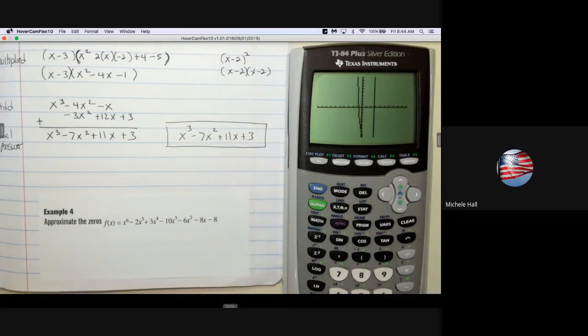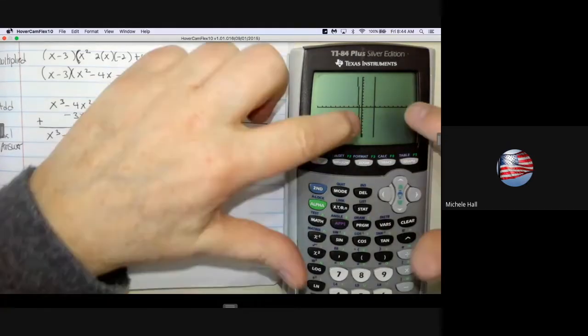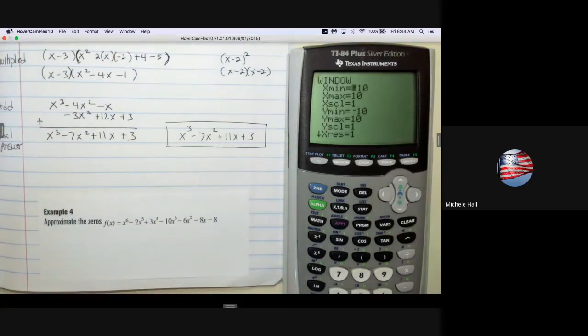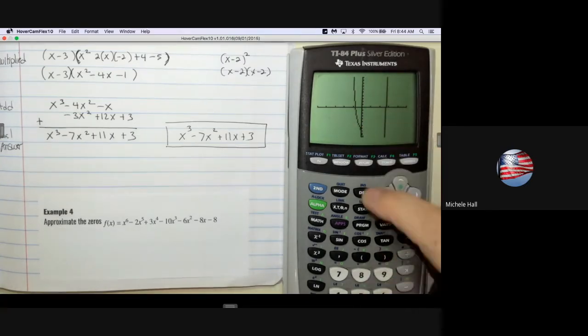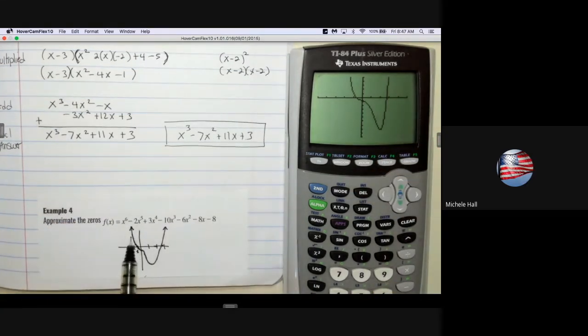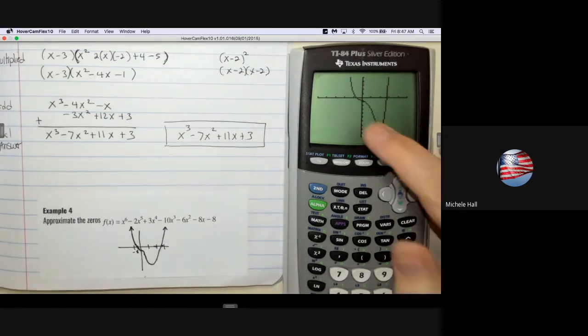It looks like the only zeros that we have are here, so I'm going to fix my x minimum and maximum. X min, let's go to -5 and 5. I'd like to see more what's happening down here in my y minimum. We can see the end behavior is a positive, even, facing in the same direction. We have these 2 zeros that we're going to approximate. Let's start with the one that's on the left.